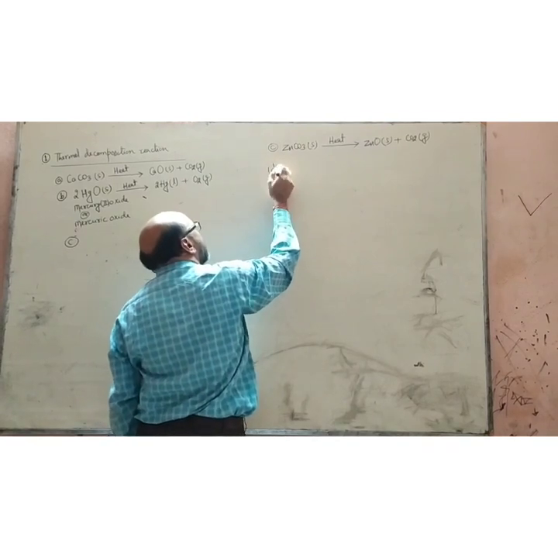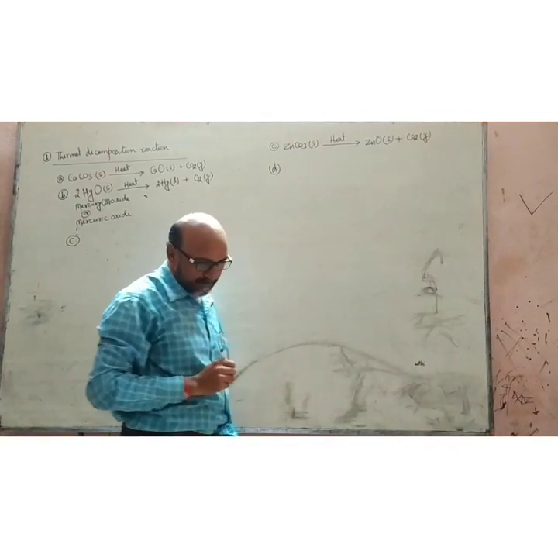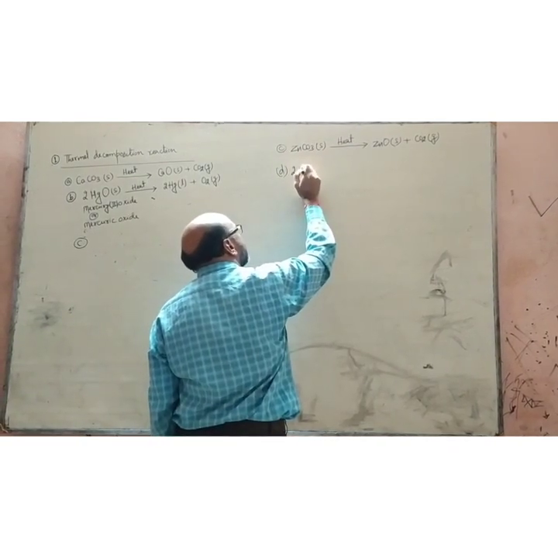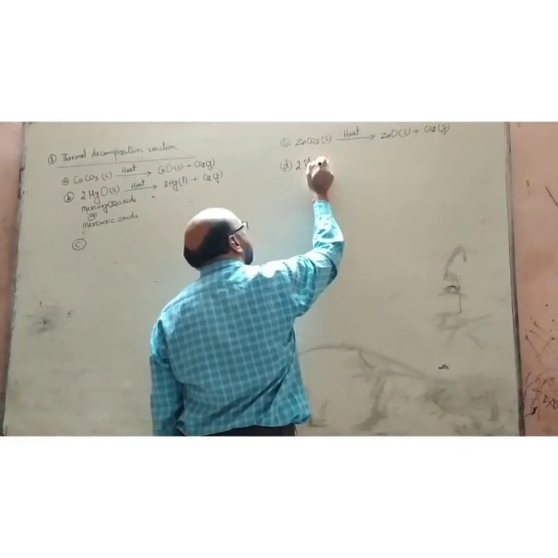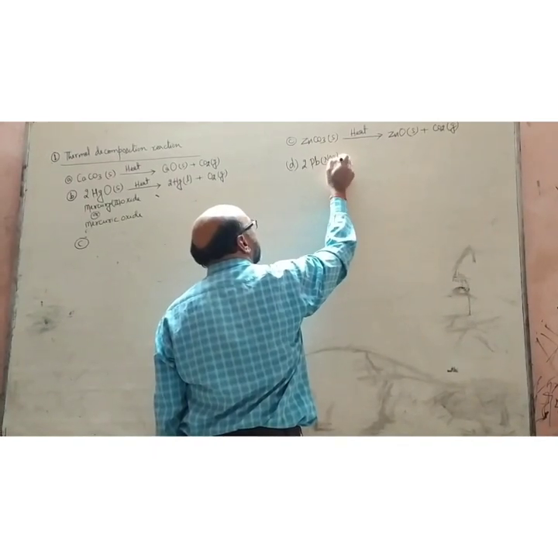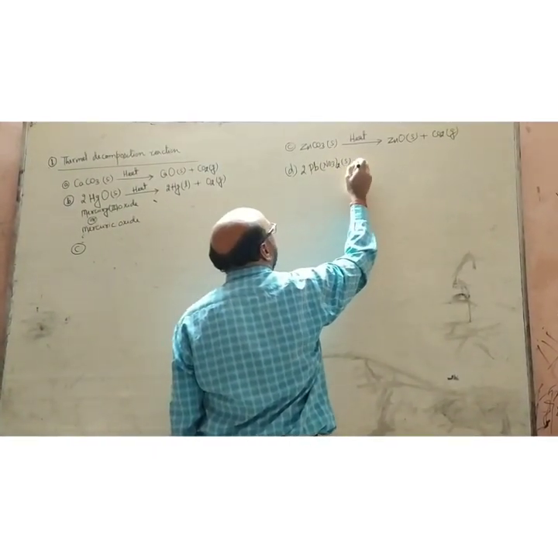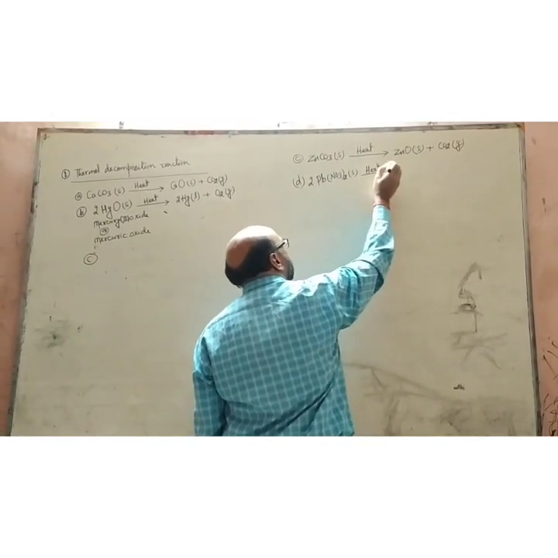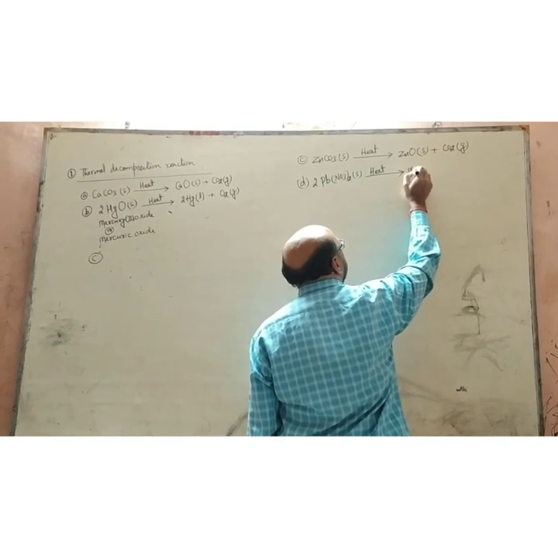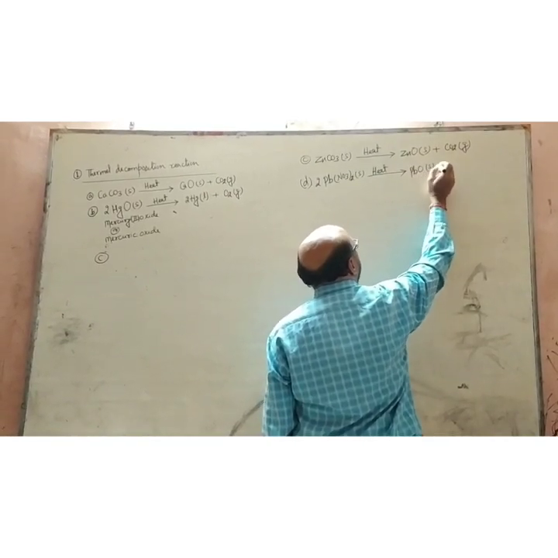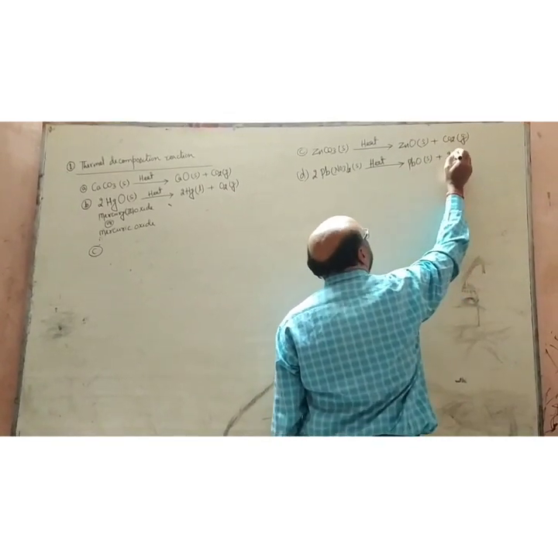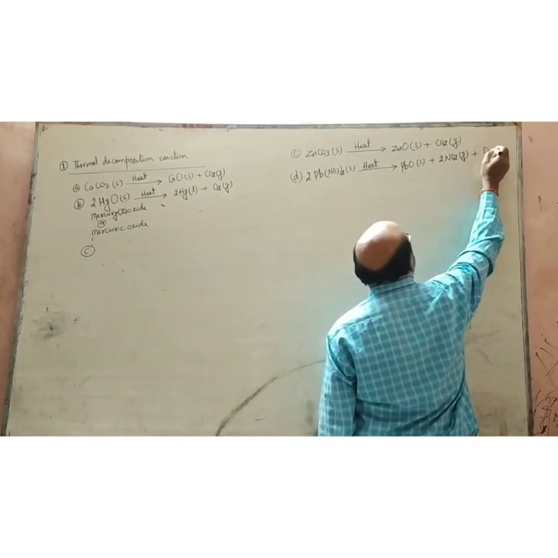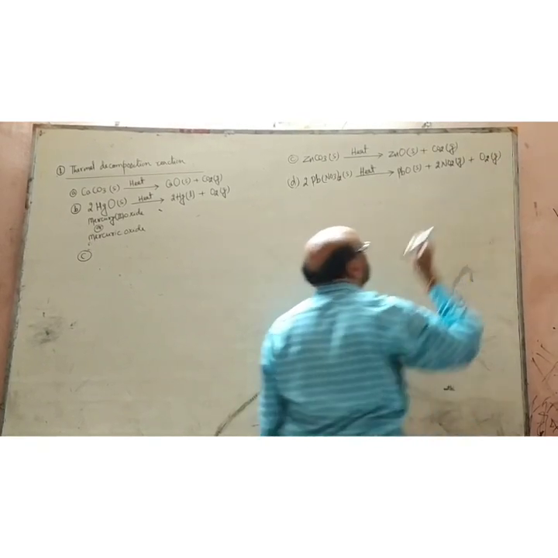The fourth example of thermal decomposition reaction is the decomposition of lead nitrate, Pb(NO3)2, solid. It decomposes thermally into lead oxide, PbO, nitrogen dioxide gas and oxygen gas.